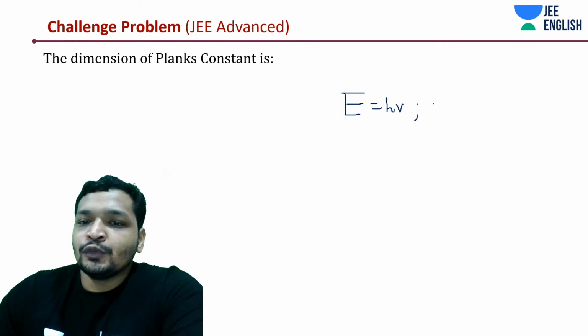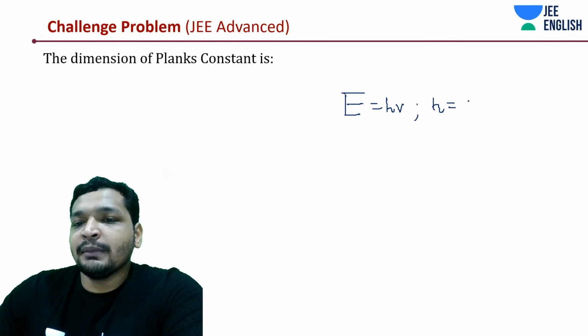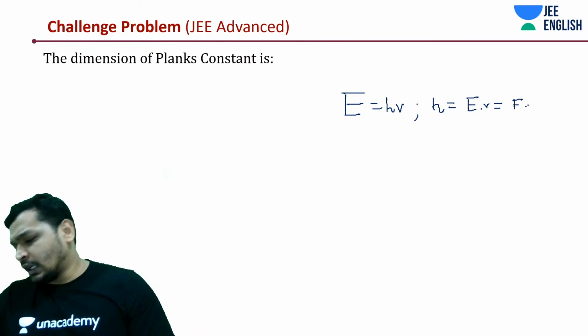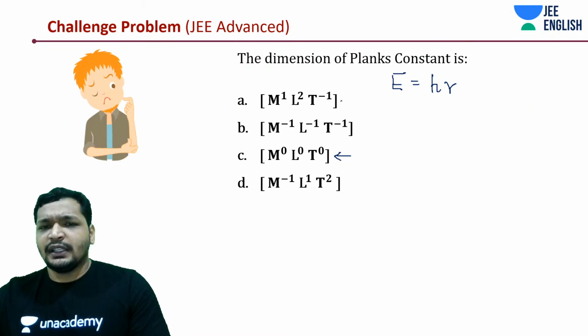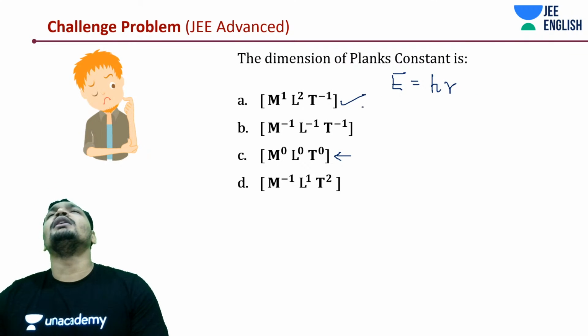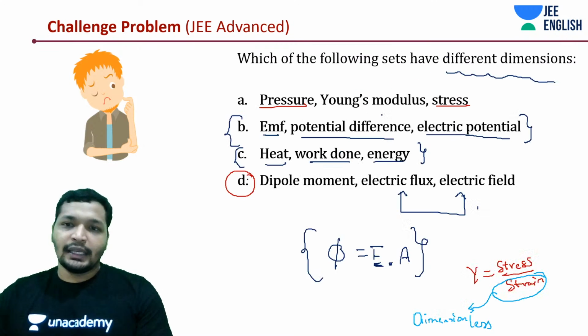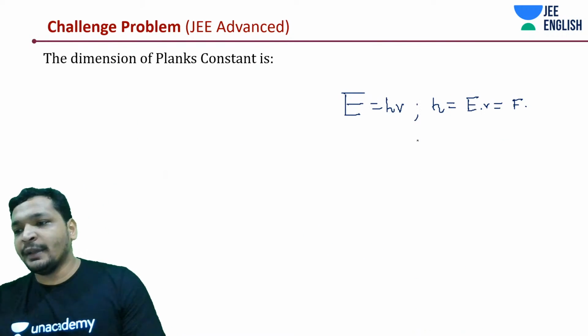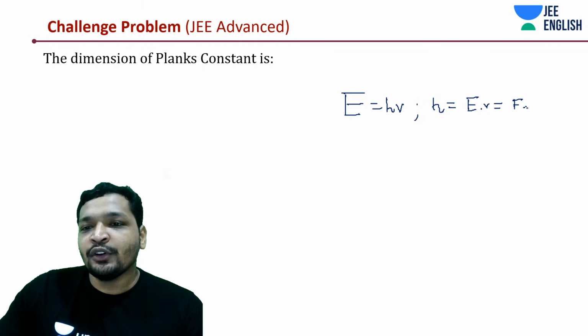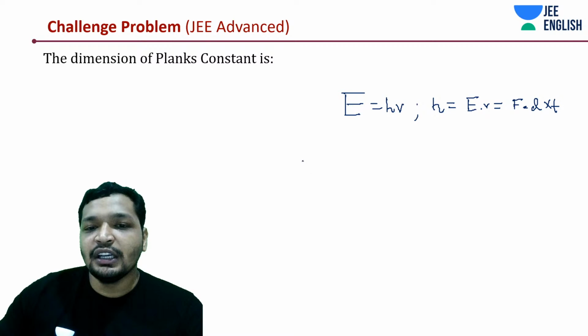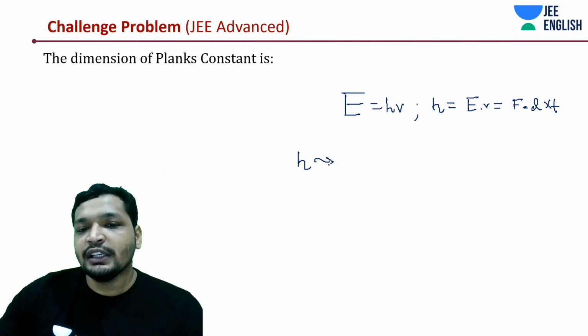So Planck constant should have dimensions equivalent to E into t, which is going to be force into distance into time. I think it is A. Yes, it's A. Yeah, that's correct. Amazing. Really good. I like to go this way, force into distance into time. This is how I take up h. It just corresponds to that.